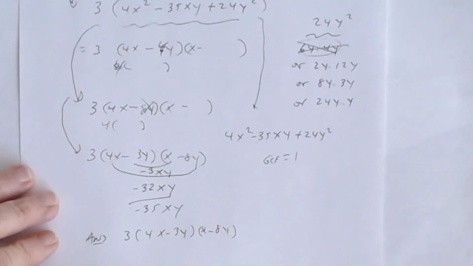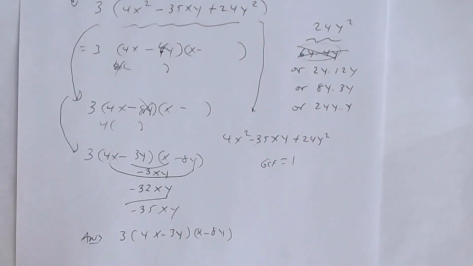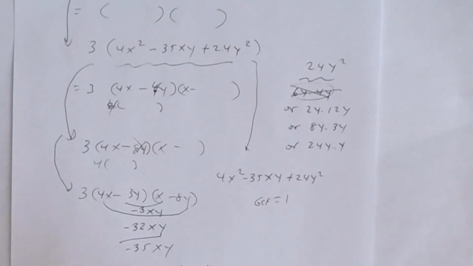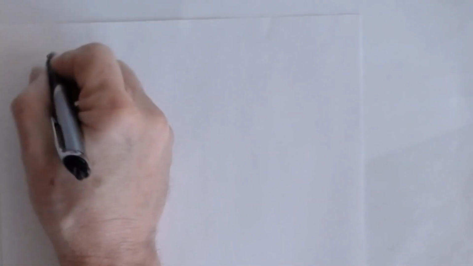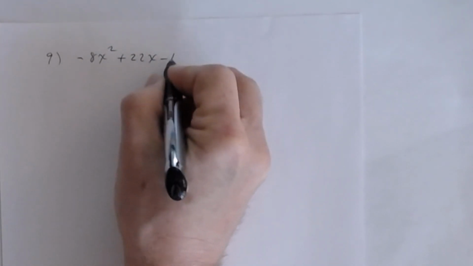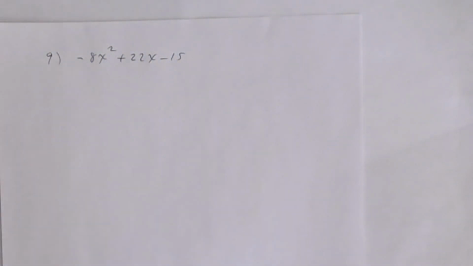All right, and that's basically what you're going to be doing this week. You're going to be going through all of these types of problems. Now, one more thing I want to do is something like number 9, because you may see this on your worksheet. So just real quick, I want to do one like number 9. So let's suppose we had this, negative 8x squared plus 22x minus 15. So it's in descending order, so that's a good thing.